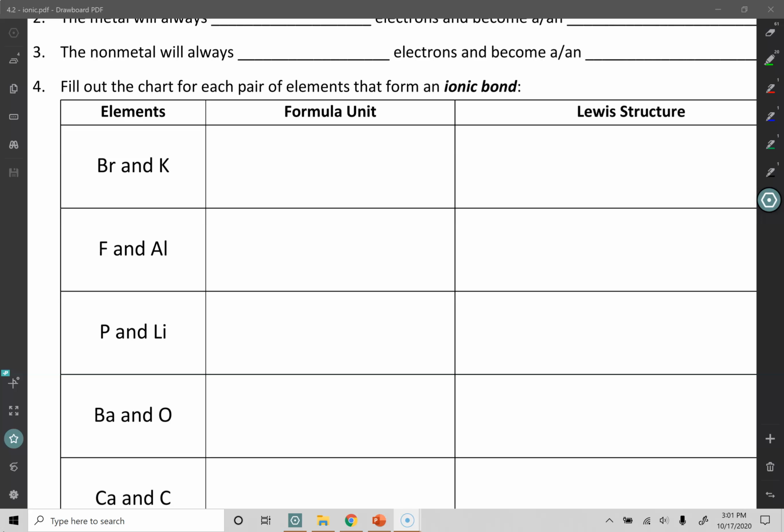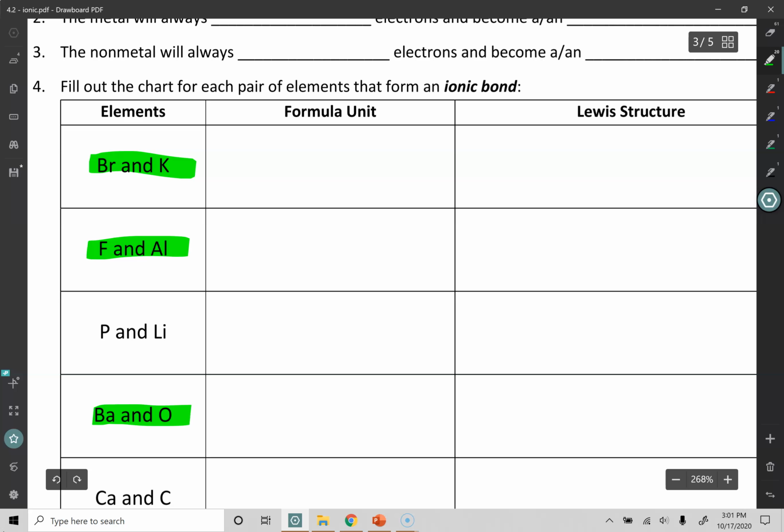Okay, so I'm into the practice problems right now, and I want to look at a couple of these, trying to predict a formula unit. So I'm going to look at this one, and we'll do Ba and O. All right, so here you're not told what the actual charge of the ion is, but I bet you can figure it out. If you find K, potassium, and Br, bromine, on the periodic table, you should be able to determine how many electrons each of them needs to lose or gain to complete their octet.